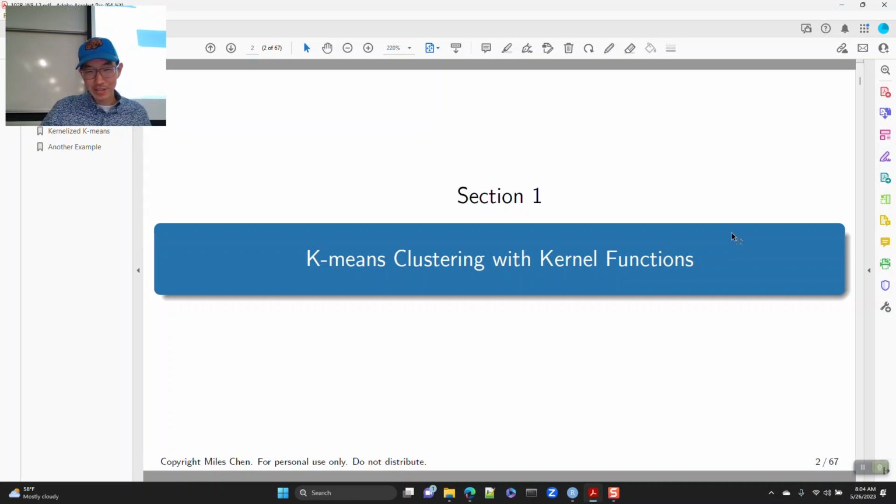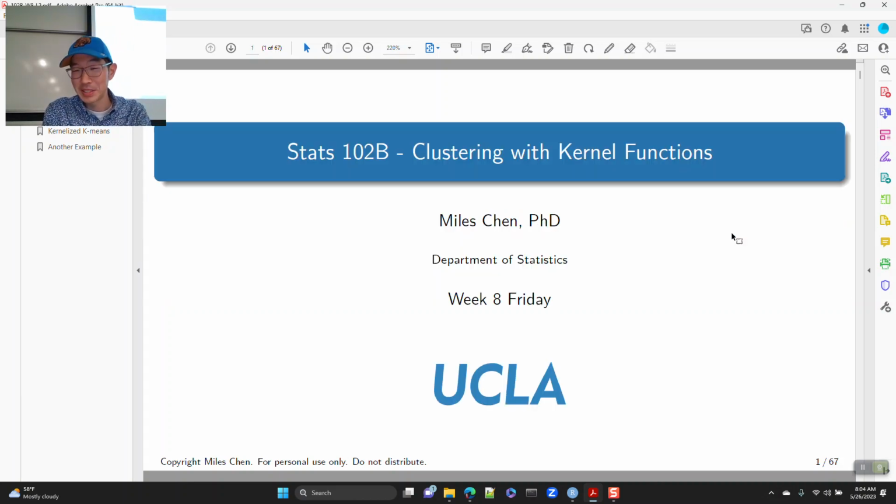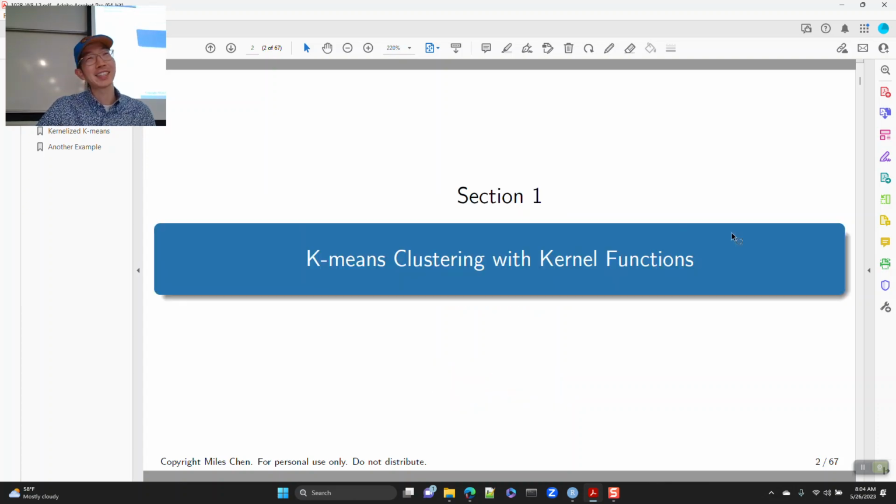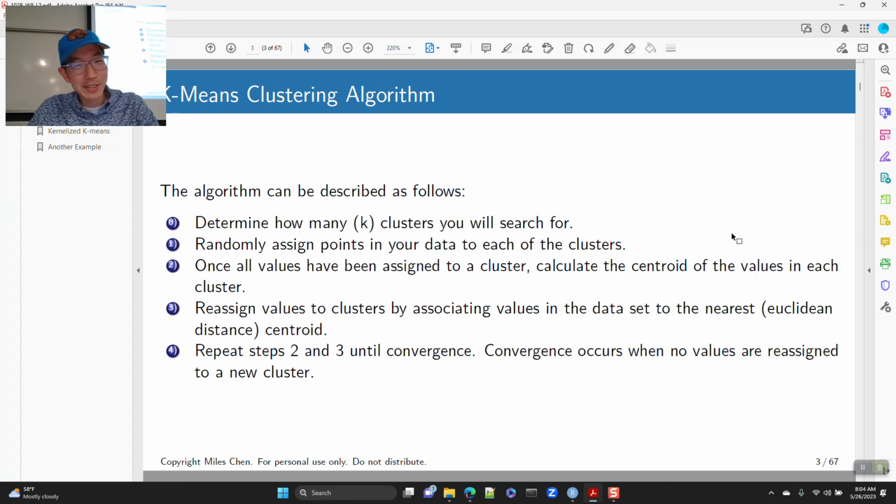Okay. All right, we did k-means clustering on Wednesday, and then you have k-means clustering in your homework. And then we're gonna look at k-means clustering where we put on a kernel function. All right. So just a review of the k-means clustering algorithm.